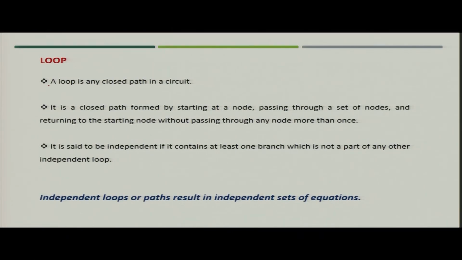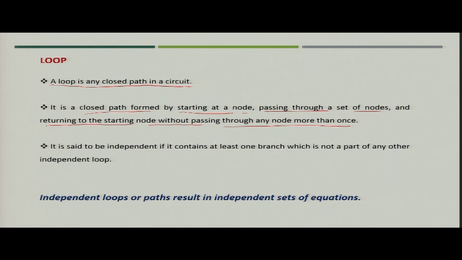Now, what is a loop in any closed path? A loop is basically a closed path in any circuit. The closed path is formed by starting at a node, passing through a set of nodes and finally returning to the starting node without passing through any node more than once.